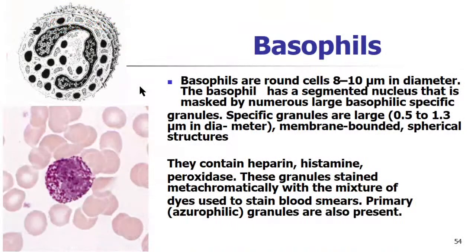We continue our discussion. Basophils. Basophils are round cells around 8 to 10 micrometers in diameter. The basophil has a segmented nucleus that is masked by numerous large basophilic granules. Very often the nucleus is not visible. The specific granules are large, 0.5 to 1.3 micrometers in diameter, and are membrane-bound spherical structures. They contain heparin, histamine, and peroxidase.